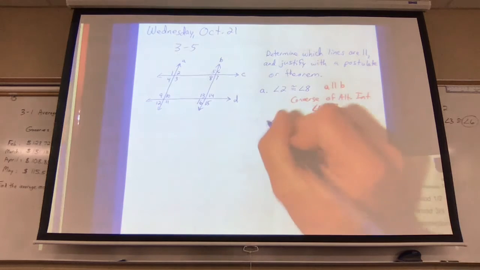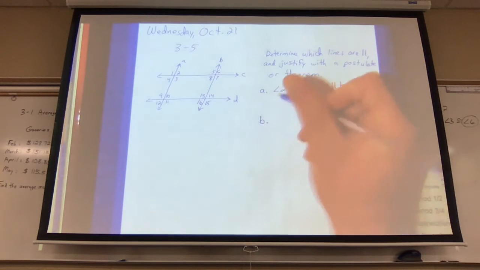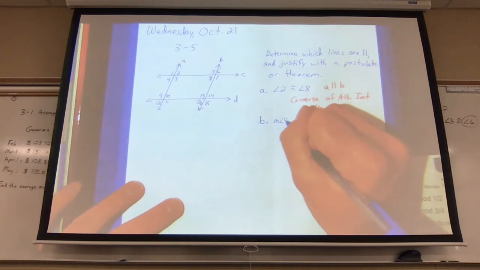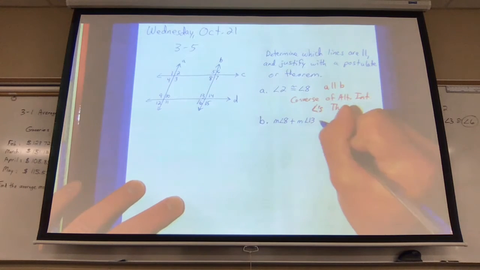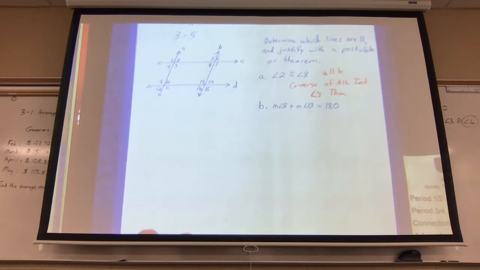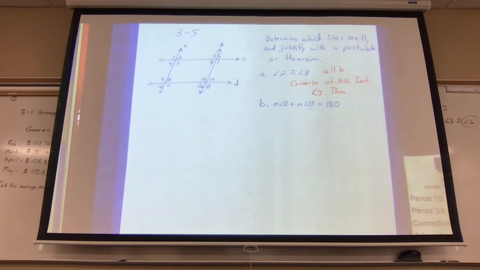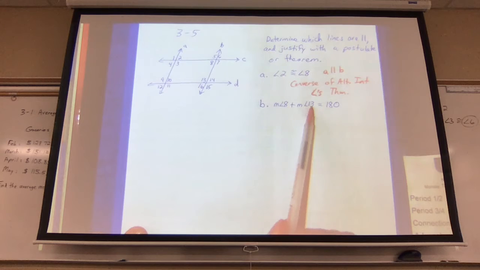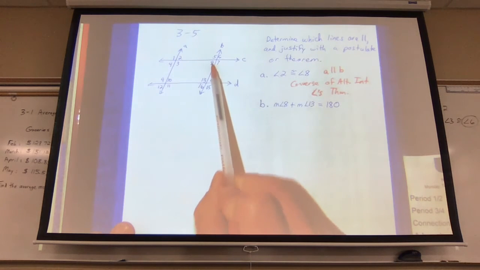All right, let's try another one together. On this one, they're going to say that the measure of angle 8 plus the measure of angle 13 equals 180. And you might be able to look ahead a little bit here and see that if they're adding up to 180, you know what that means. They're supplementary to each other. So we're probably talking about consecutive interior angles here. So let's make sure we are. We've got to find angles 8 and 13. 8 is right here, 13 is right here.